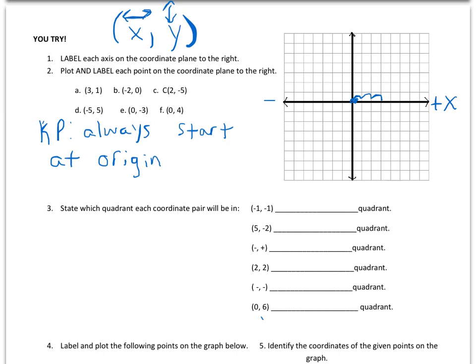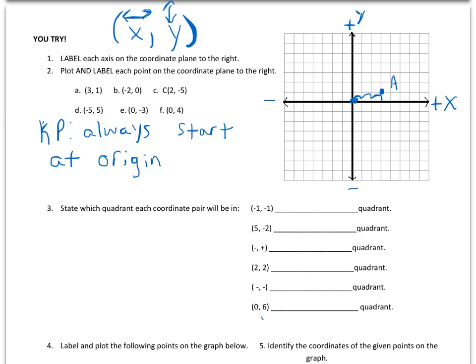And then it's a positive 1, so do you think I need to go up or down for a positive on the y-axis? Well, it makes sense that up is positive, down is negative. Okay, so I go up 1, so my point would be right here. This is point A. Okay, so make sure you label that.